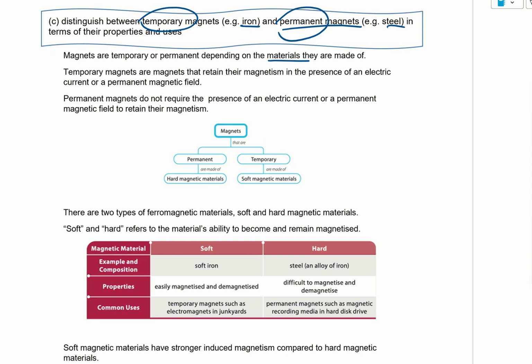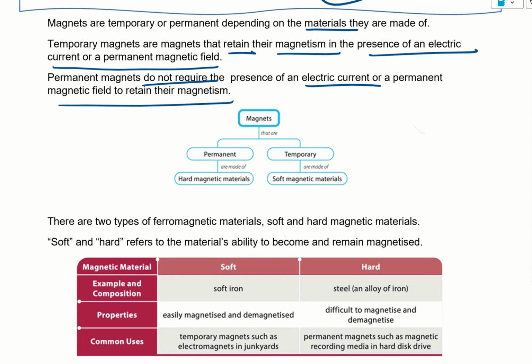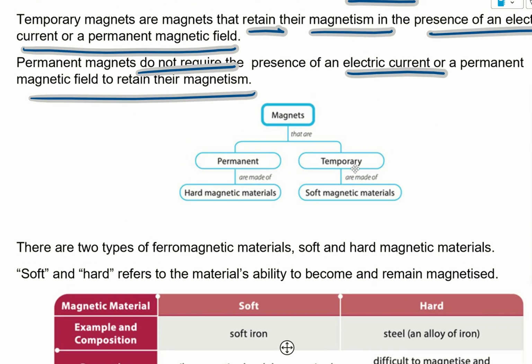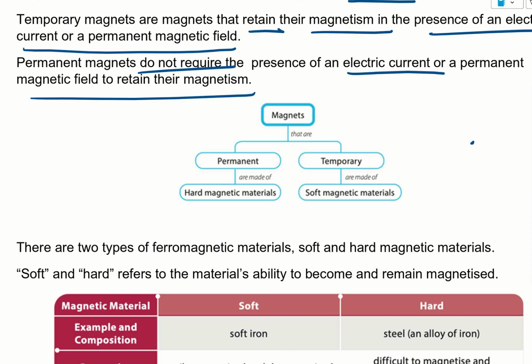Temporary magnets are magnets that retain their magnetism in the presence of an electric current or a permanent magnetic field. They can retain it as long as I have electric current or a permanent magnetic field around it. Okay, but permanent magnets do not require electric current or a permanent magnetic field to retain, right? So we can break it up into two types: permanent and temporary. Temporary needs an electric current or a permanent magnetic field around.